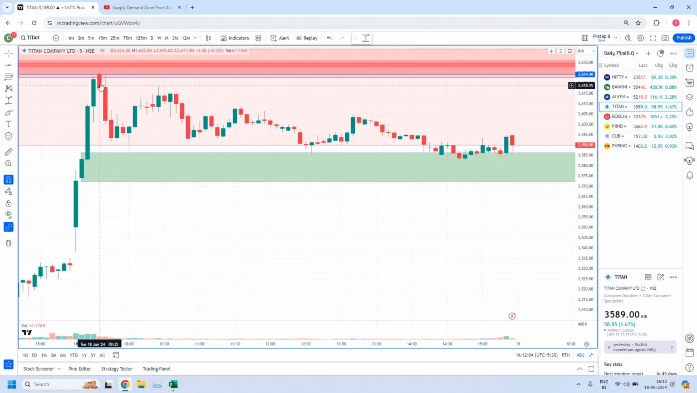This is 10 o'clock. This is morning, 9:35 candle, you got the entry. And at 10 o'clock it reached the target. Almost in just 25 or 30 minutes, your trade is completed.